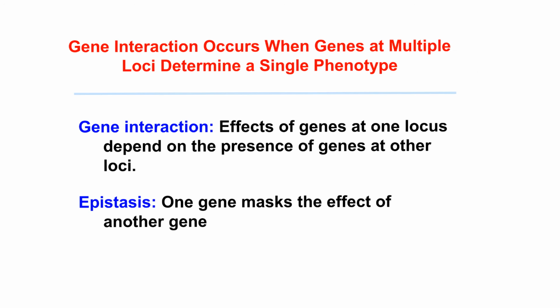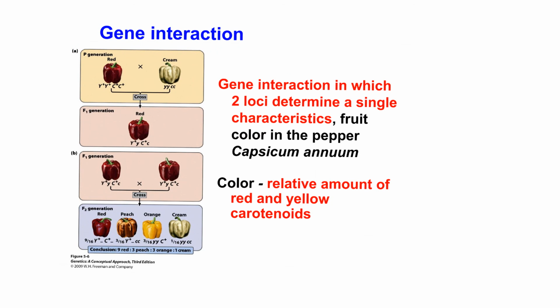Now, one masks the other. You recall dominance and recessivity. Be careful, because in dominance, one allele masks the appearance of another allele. In epistasis, one gene masks the appearance of another gene. Let's first examine a very simple gene interaction in which two genes interact and produce one characteristic or one phenotype.